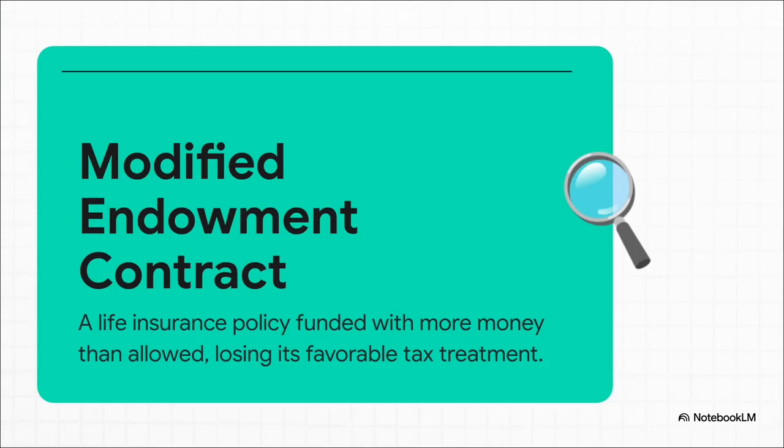So what in the world is a MEC? Well, it's not some kind of special policy you buy. It's a regular life insurance policy that gets a permanent negative label stamped on it by the IRS. And why does this happen? It's pretty simple, actually. Too much money went into the policy too fast. It broke federal tax laws. That, in a nutshell, is overfunding, and it's the giant red flag auditors are trained to look for.